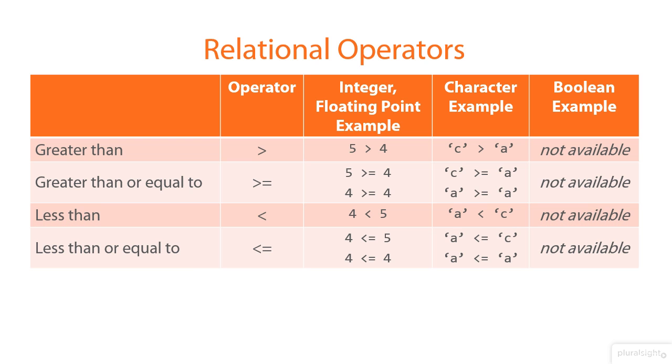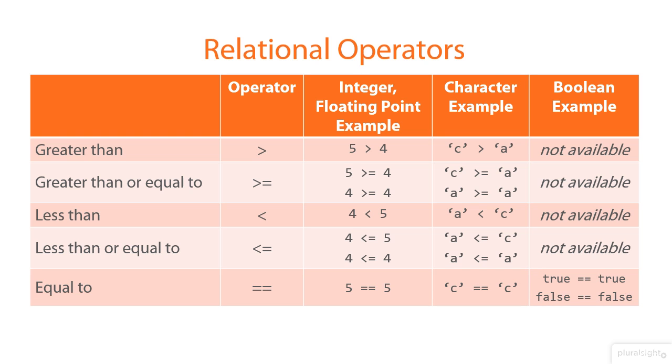Less than or equal. 4 is less than or equal to 5, and 4 is also less than or equal to 4. Now we get to equal to. Right? Now equal to is the equivalence, or the value is the same, right? And we use two equal signs to do that, right? So 5 is equal to 5, right? And C is equal to C.